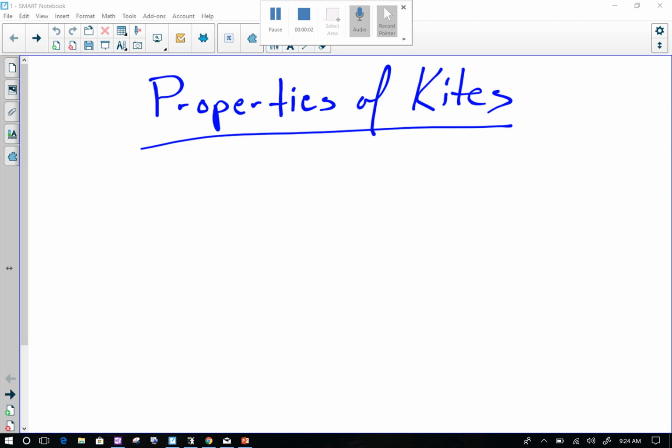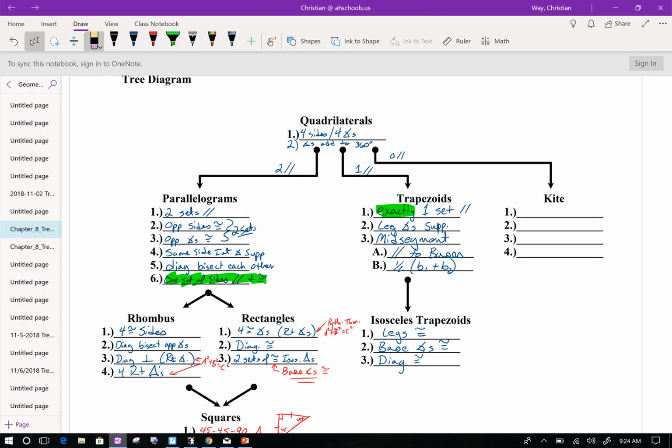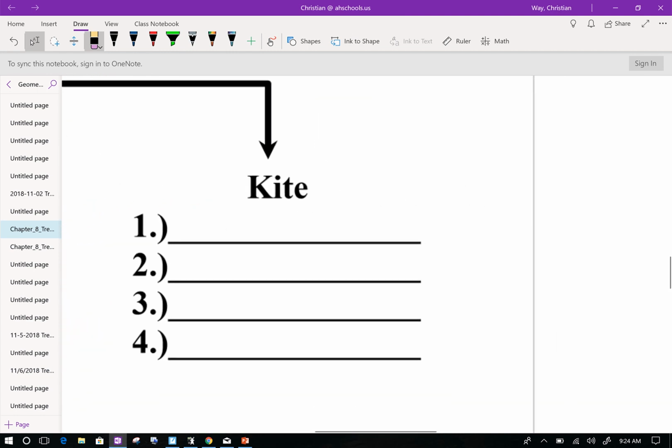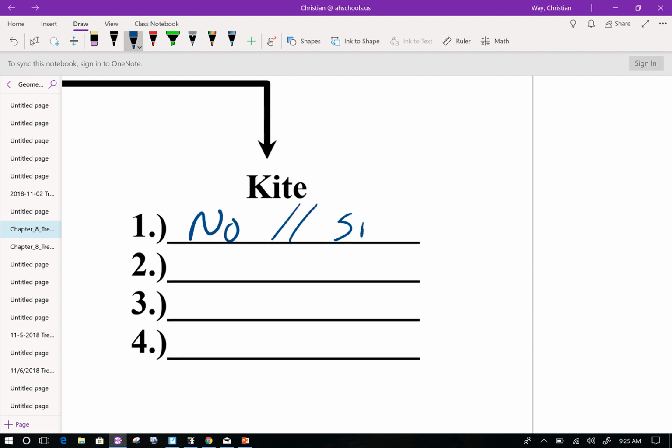Today's lesson is on properties of kites. So we're going to look down the branch of properties of kites that has 0 parallel sides. There are 4 characteristics on our tree diagram for that. So first of all, we have no parallel sides.